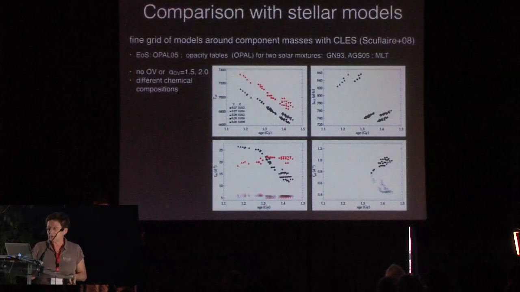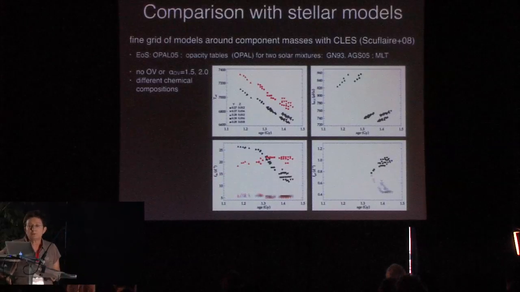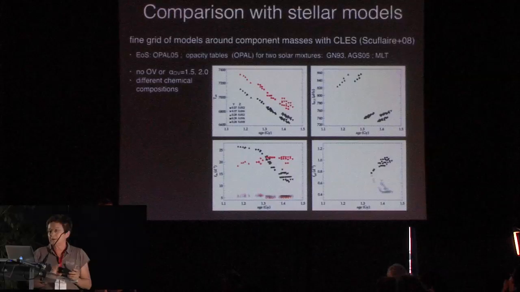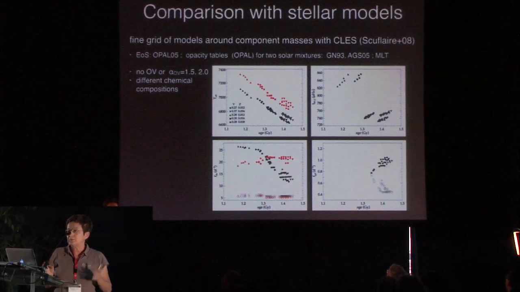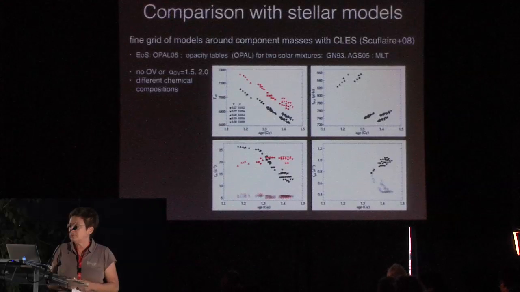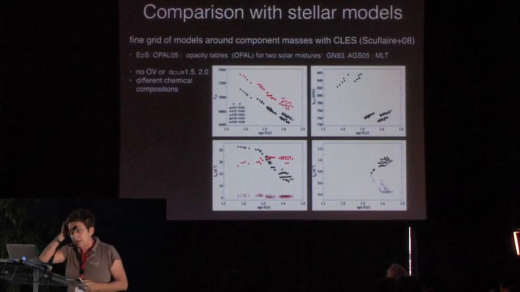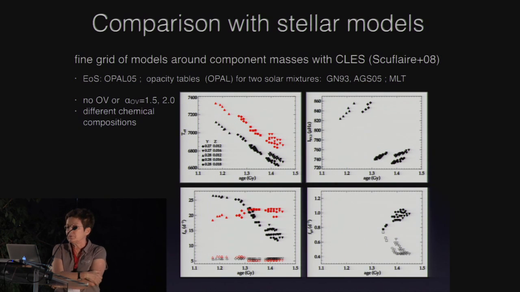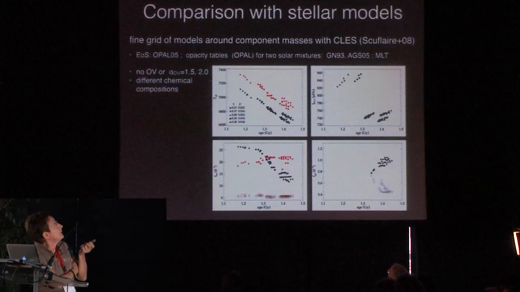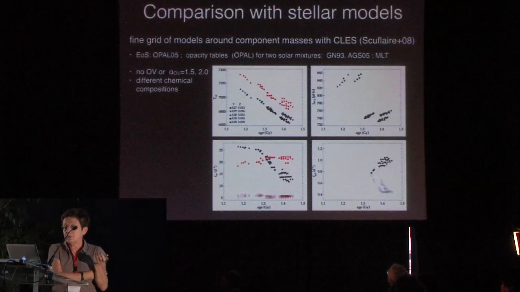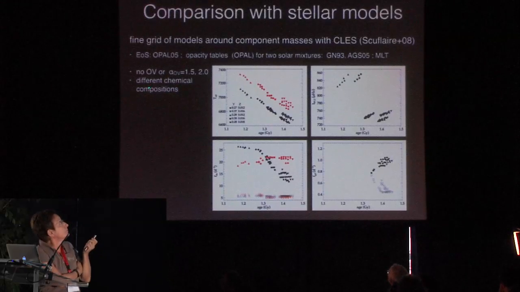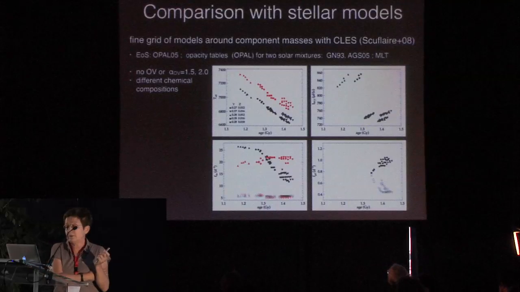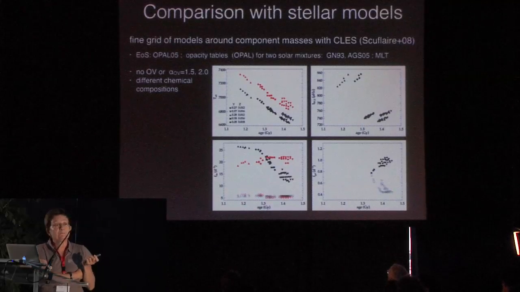the comparison with models. The comparison with models was made using a very fine grid around the component masses derived from the binary model with CLES, that is the evolutionary program of Scuflaire et al., and with these ingredients here. Models were done both with and without overshooting, and for different chemical compositions.